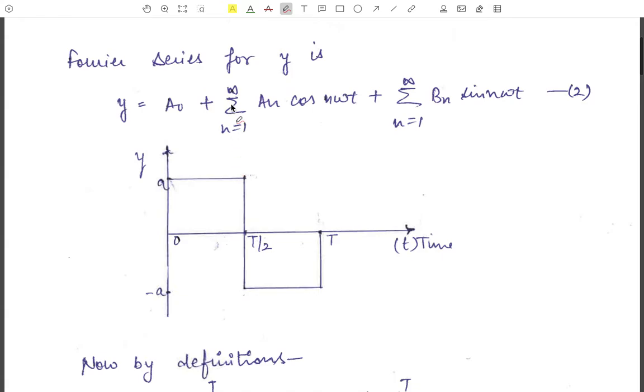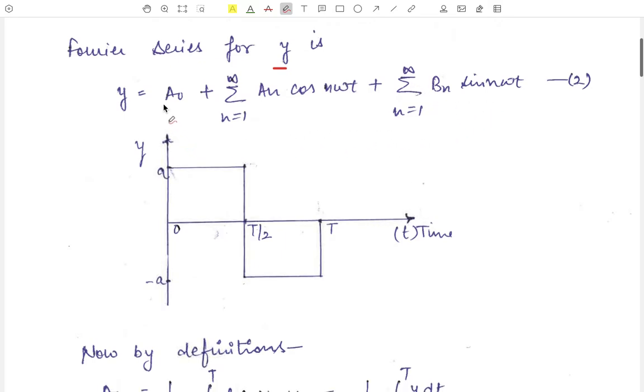Okay? Now the Fourier series for this y is a naught plus summation n equals 1 to infinity a_n cos n omega t plus summation n equals 1 to infinity b_n sin n omega t. Now we will find the values of these Fourier coefficients, that is a naught, a_n and b_n.